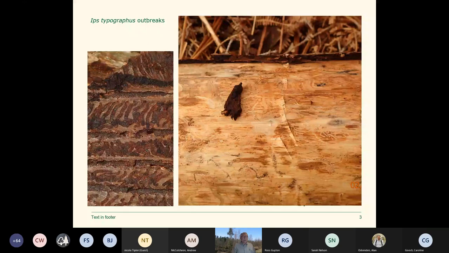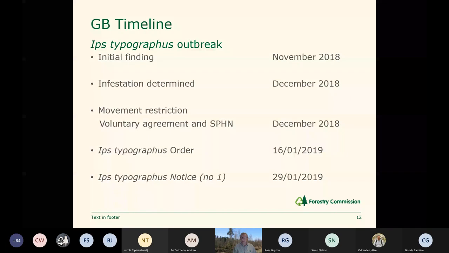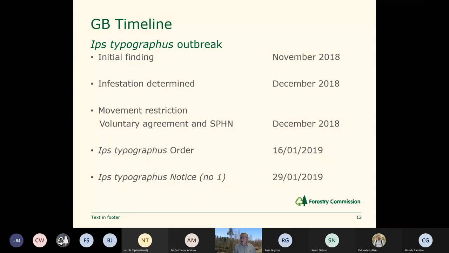Now, in 2018, we actually discovered in one of our baited forest billet traps evidence of Ips typographus. Unusually, it was in a stand of pine and in pine billets.